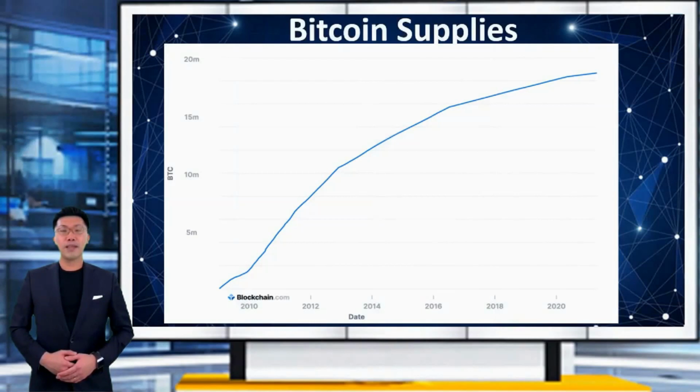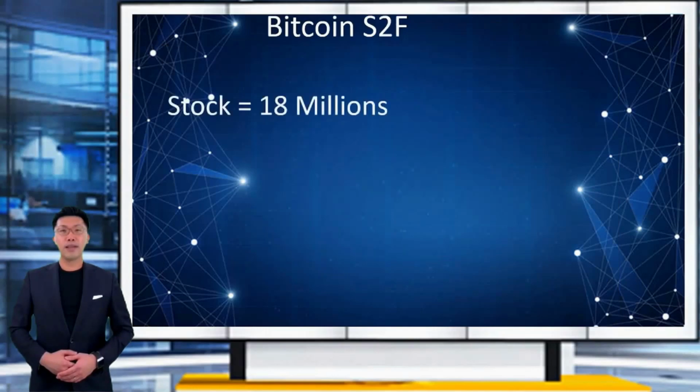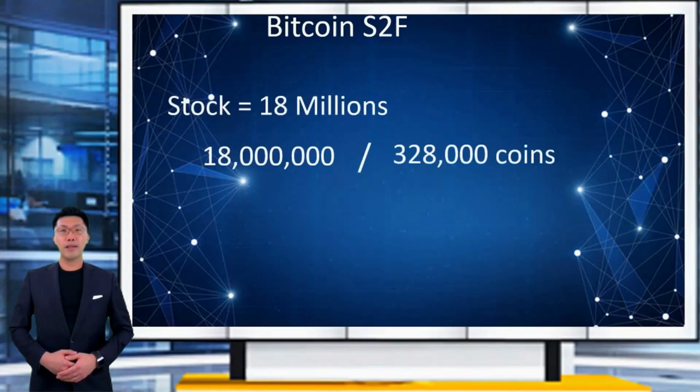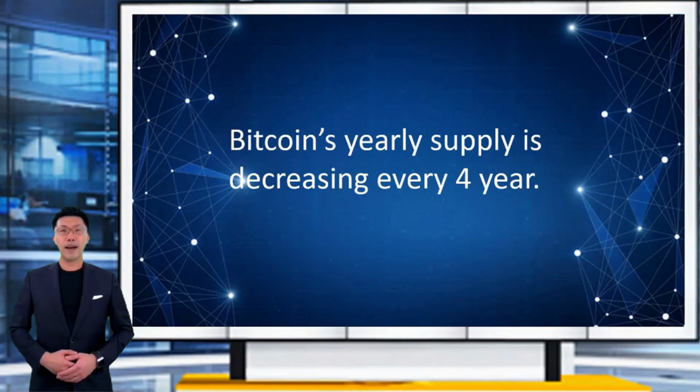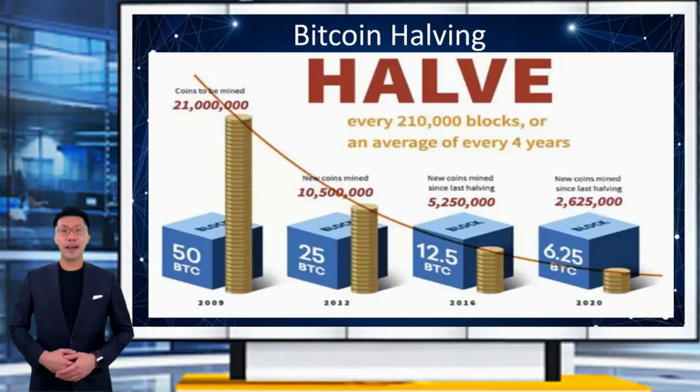Let's see Bitcoin. Bitcoin's maximum supply is limited to 21 million and currently its total stock is 18.9 million coins. Current yearly supply is 328,000 plus coins. So 18.9 million divided by 328,000 gives an S2F value of 57. Bitcoin's yearly supply decreases every 4 years. The main reason why Bitcoin's yearly supply decreases is Bitcoin halving. Halving means cutting supply by half. Every 4 years, Bitcoin supply is cut by half.